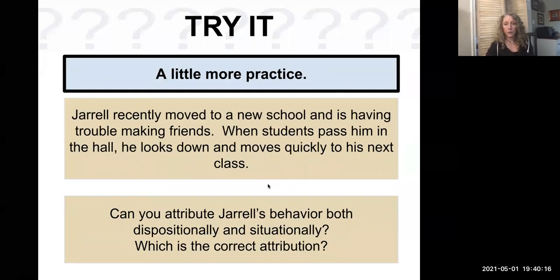All right, so Gerald recently moved to a new school and is having trouble making friends. When students pass him in the hall, he looks down and moves quickly to his next class. Can you attribute Gerald's behavior both dispositionally and situationally? Which is the correct attribution?